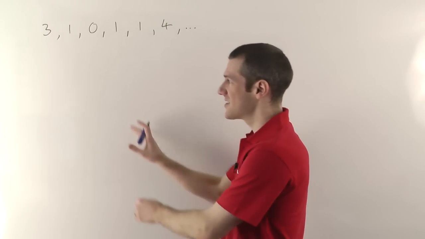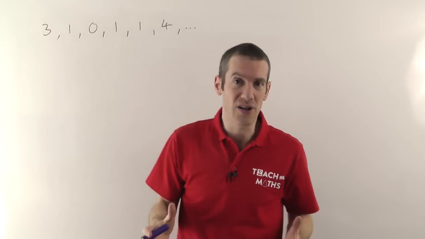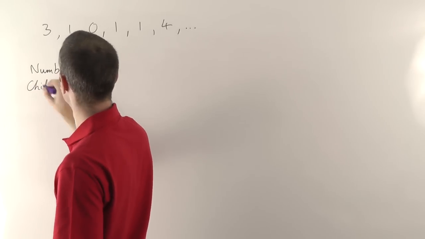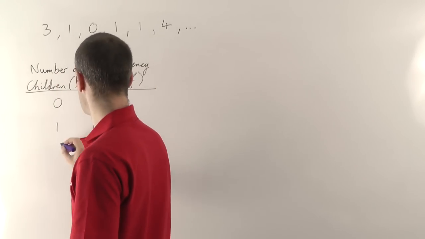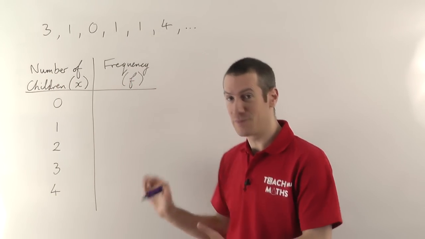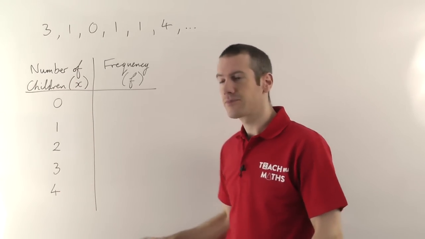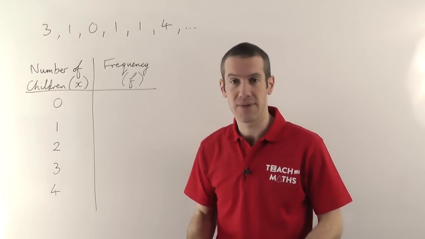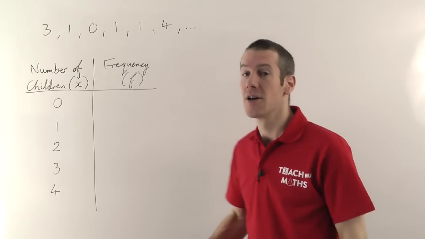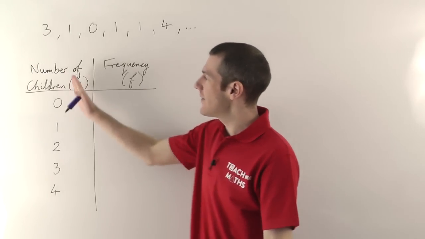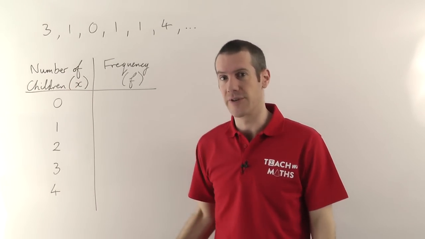So I'll just take a second to quickly draw what the table will look like and then I'll explain what it means. All right, there's the table. So it always starts off on the left-hand side with what you're trying to measure. It's the answer to the question you've asked. So in this case, we went around all the couples and asked how many children do they have. So this left-hand column is going to be the number of children.